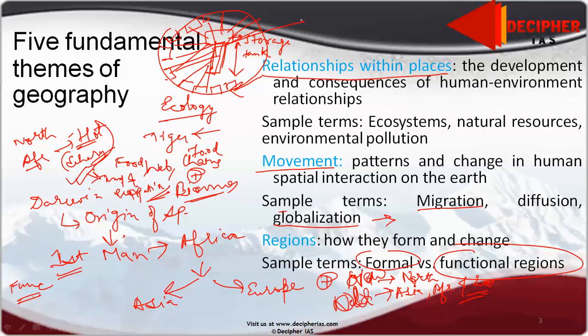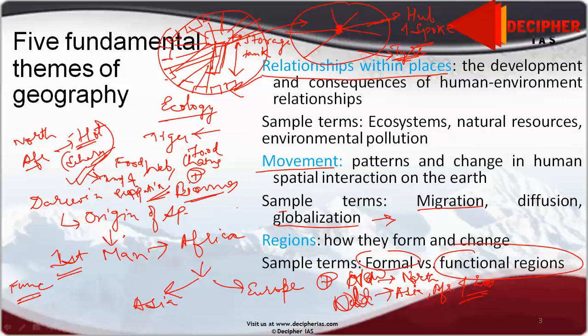So this kind of model where a central place is connected to various other places through transportation routes is a hub and spoke model. Hub and spoke model means this is the hub, the center, and spokes means these water pipelines. As you see, a tire also has a hub and spokes. So this is what we mean by functional region.